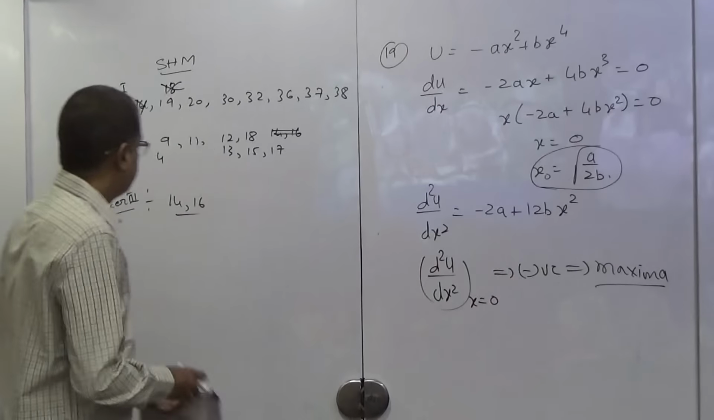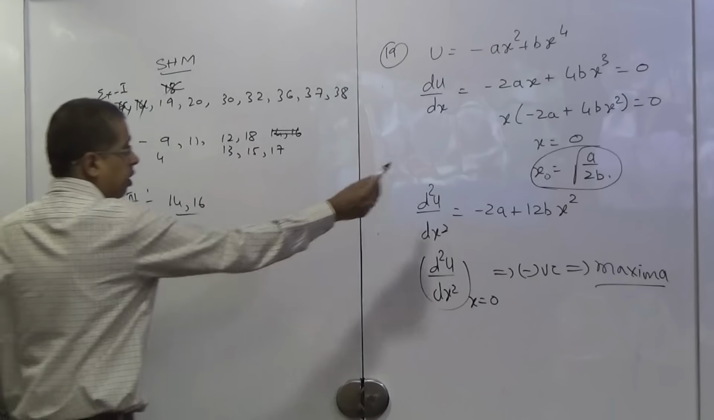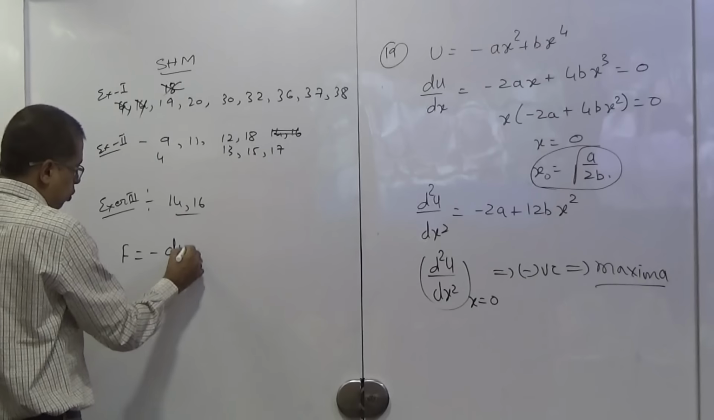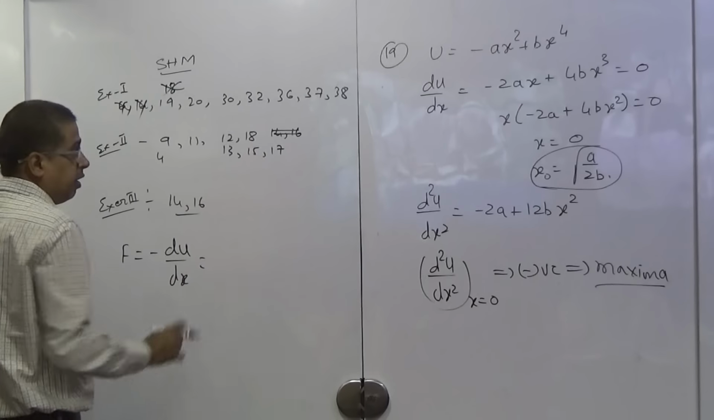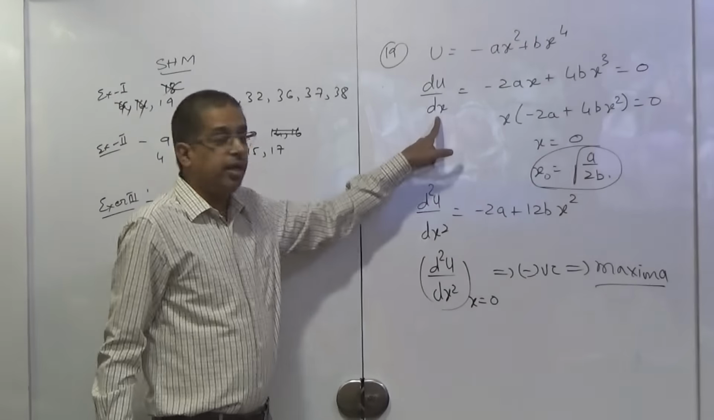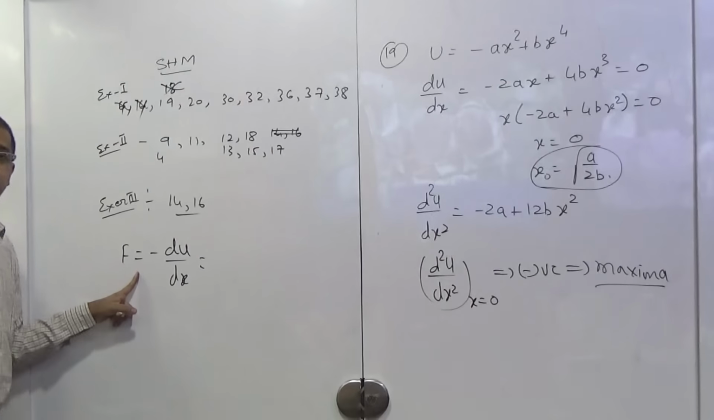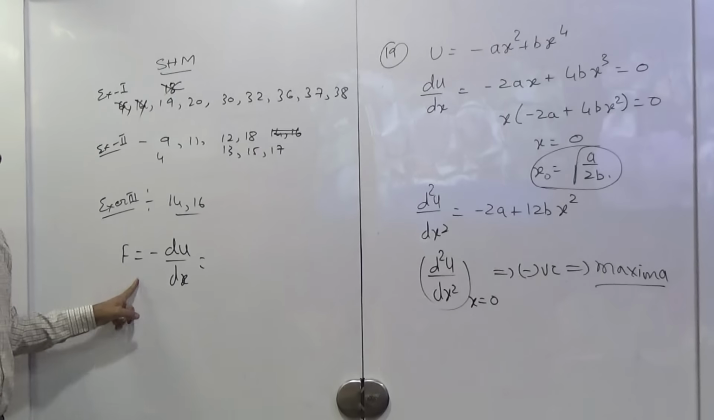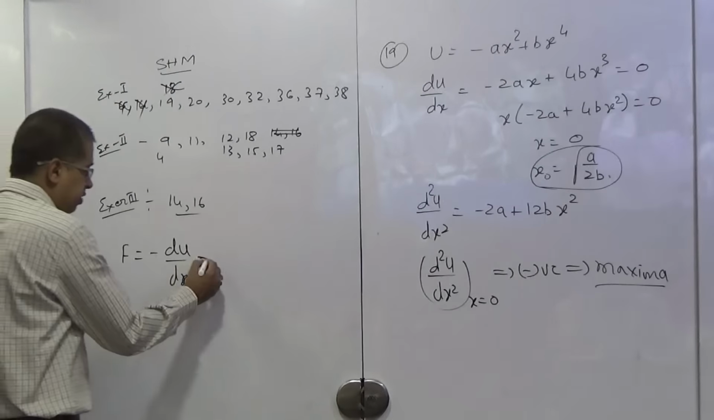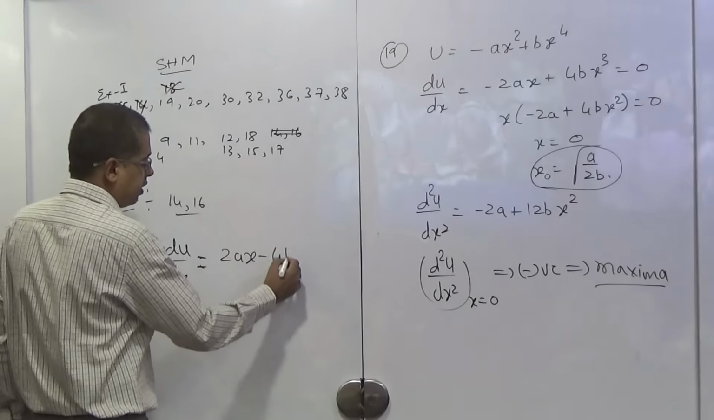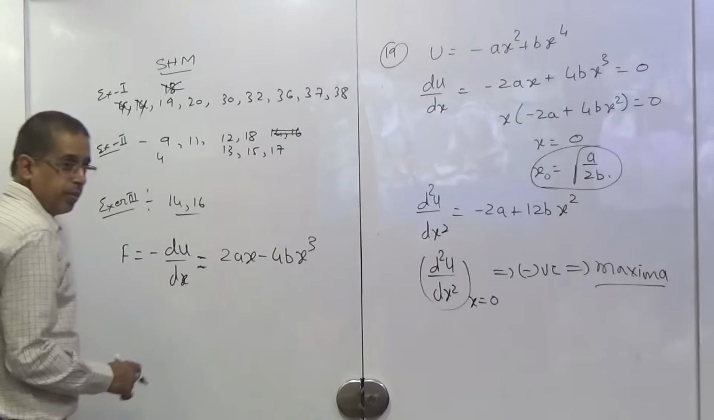Now listen. Coming to x naught, I will go back to this. F is equal to minus dU by dx. Now why are you doing it again? Here dU by dx I didn't carry a negative sign. But here F is equal to minus dU by dx. Right? So minus dU by dx means it will be 2ax minus 4bx cube.